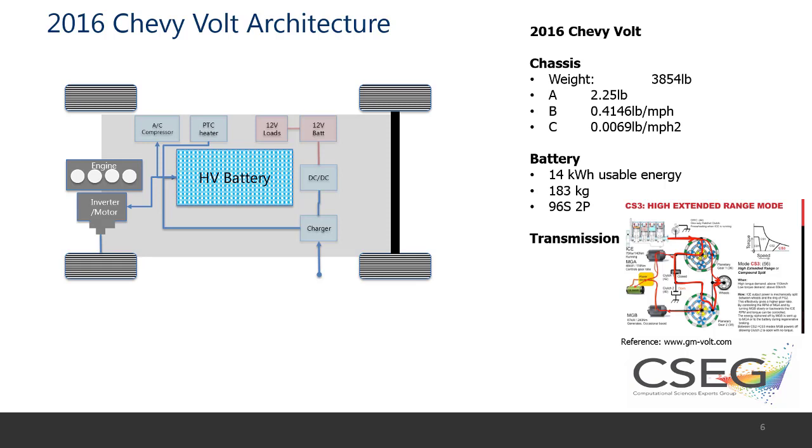So why did we pick the Chevy Volt? A few different reasons. First of all, it's a plug-in hybrid, so the battery is large enough to run in a pure EV mode. So in the event that we wanted to see what the impacts were on an electric vehicle, we can simply run this vehicle model in an EV mode and understand the impacts that any technology or feature will have on an EV.